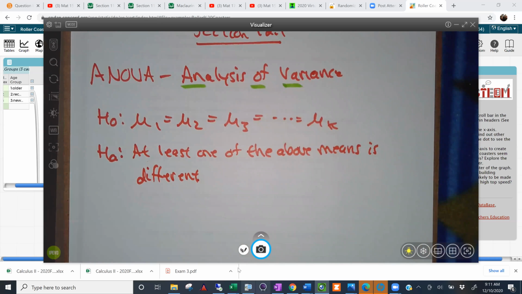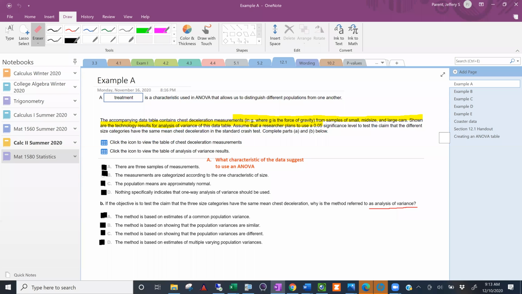Okay, let me do a couple of problems by way of example, and then kind of get into the meat of the analysis of this. We'll do this in StatDisk. So let's look at a couple of problems on the handout that I sent you. The first one is just kind of a fill in the blank that you're going to see, probably one of the first problems you see in your homework, and that is a treatment is a characteristic used in an ANOVA that allows us to distinguish different populations from one another.